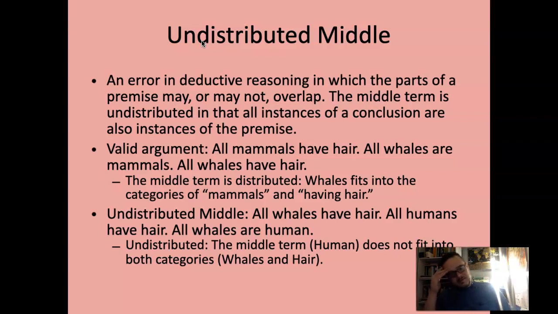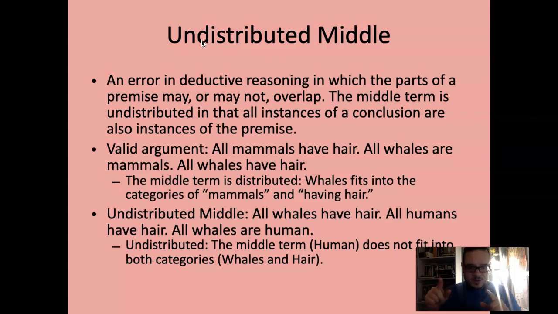Undistributed middle. This one's a little bit complicated. It is an error in deductive reasoning in which parts of the premises may or may not overlap. The middle term is undistributed, and all instances of the conclusion are also instances of the premise. Valid argument: all mammals have hair, all whales are mammals, therefore all whales have hair.